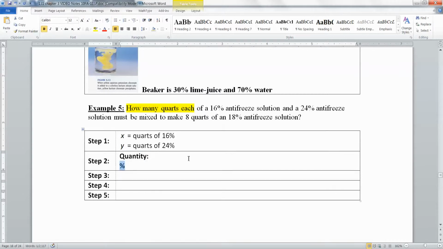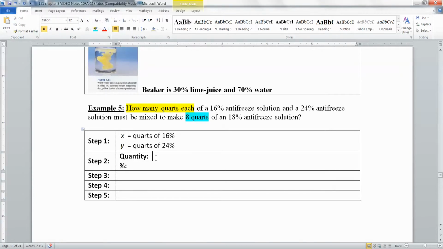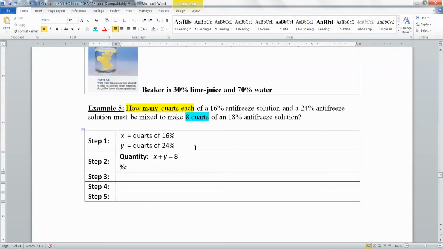The 2 of them are going to give you the equations you need. Now, the percent's actually the harder one. It's easier to spot in the sentences, but it's harder to spot in terms of what to do. So let's look at the quantity. The quantities kind of come right from here. The fact that you have 8 quarts. Okay, since you have 8 quarts, you know that X is how many of 16%, and then Y is how many of 24%. Together, you've got to make 8 quarts total. There's your total.